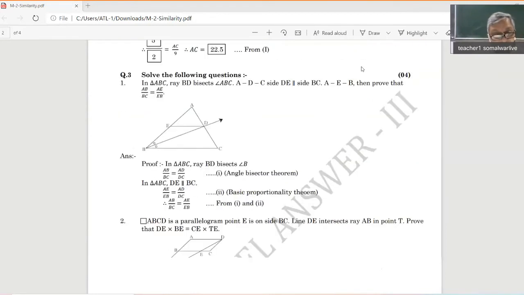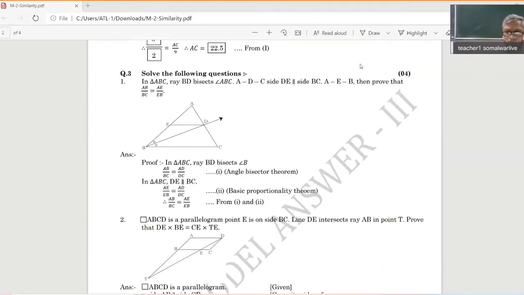Now, question number 3. Solve the following questions. In triangle ABC, observe the triangle ABC. Ray BD bisects angle ABC. As soon as one angle bisector is given, what are we going to use? Definitely the angle bisector theorem. What does the angle bisector theorem say? Very simple. When the bisector of angle B is BD, then AB upon BC is equal to AD upon DC.